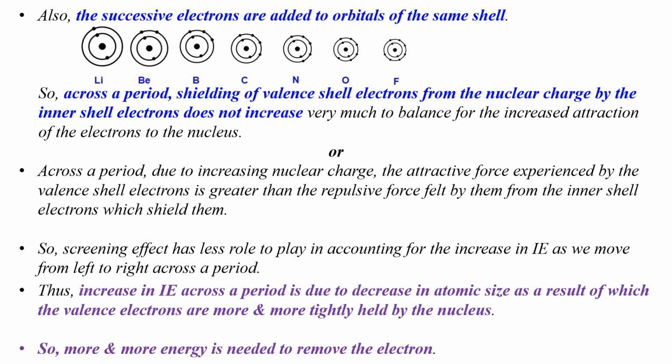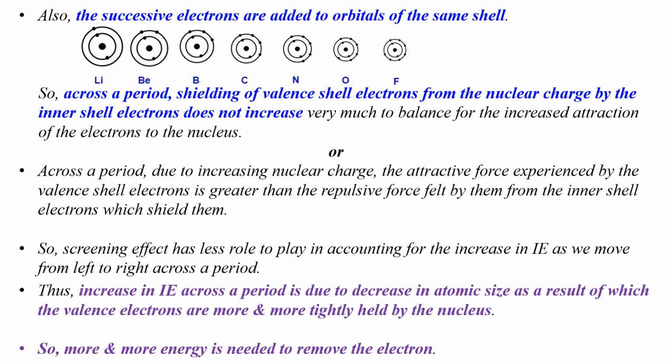In any period, the successive electrons are added to orbitals of the same shell. Okay, let us consider elements of second period lithium to fluorine. In these elements, the successive electrons are added to orbitals of the second shell. You can note that there are only 2 electrons in the first shell of all these elements. So, there are only 2 inner core electrons present in the elements lithium to fluorine. So there is no difference in the shielding of valence electrons from the nuclear charge by the inner core electrons.